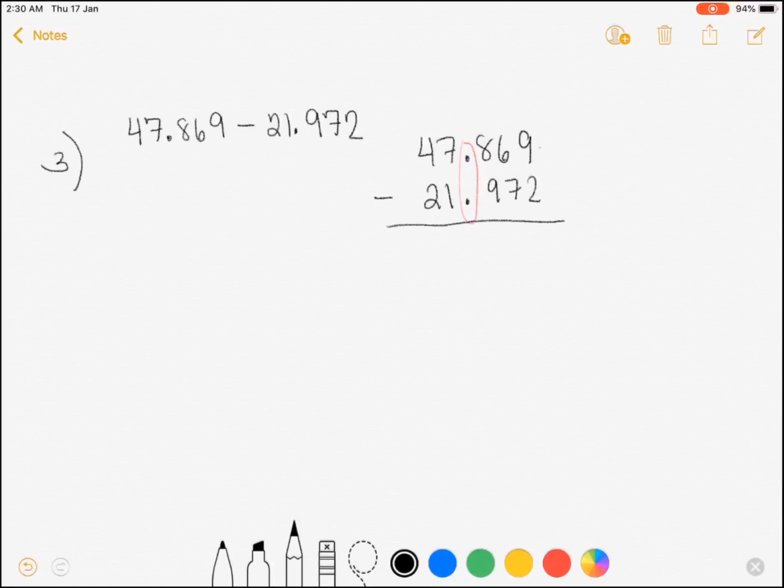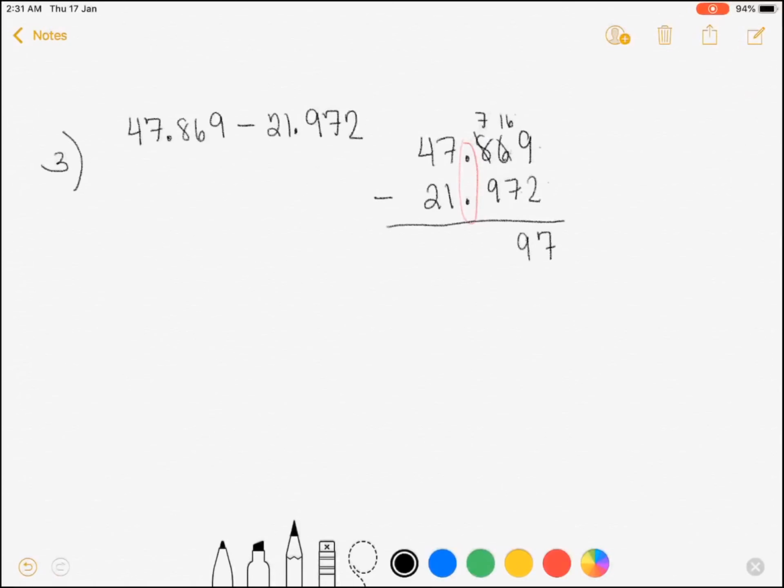So, we have 9 minus 2 is 7. And then 6 minus 7 cannot be. So, magbabaro tayo ng 1 sa 8. So, magiging 7 na lang si 8. Then, yung 6 magiging 16. So, 16 minus 7 is 9.